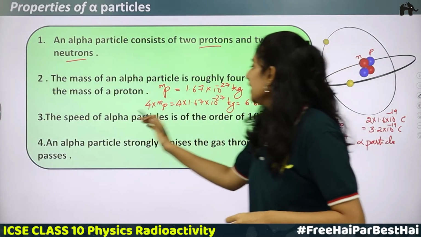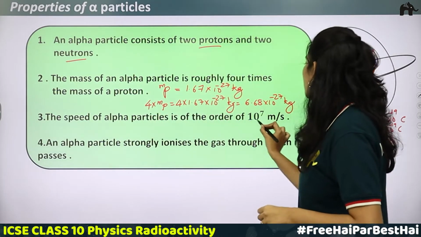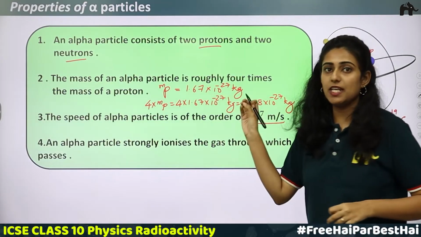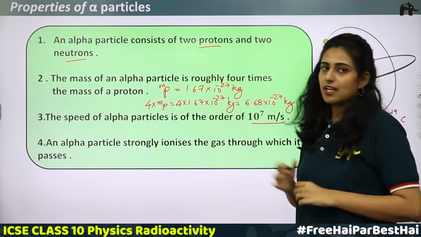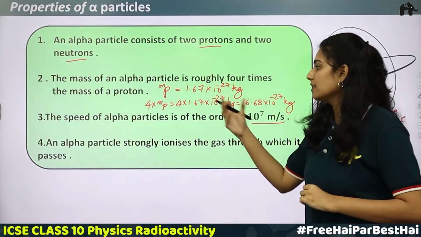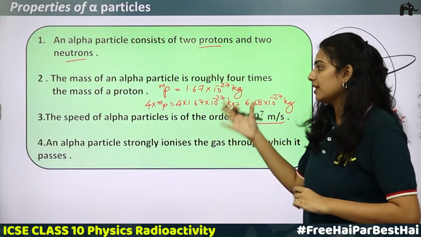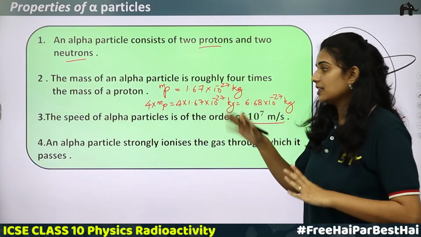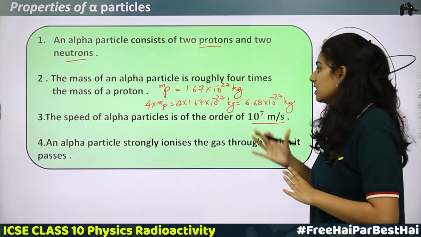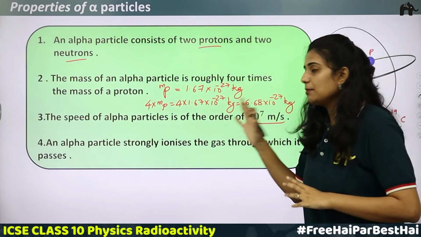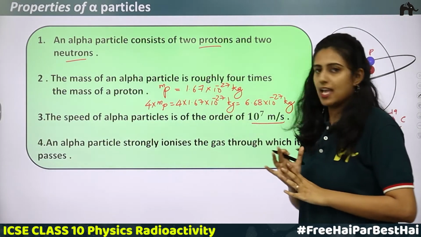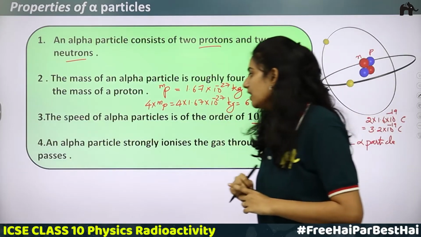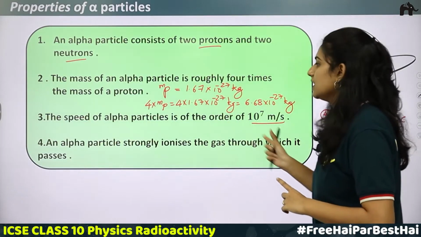Okay. Next, the speed of an alpha particle is of the order of 10^7 meter per second. Speed and energy of alpha particle is not the same for all the radioactive substances. Okay, for different radioactive substances, there will be different alpha particles. So, the speed and the energy of these alpha particles will be different. Even from the same radioactive source, sometimes there will be a small range difference in energy and speed of the particle.